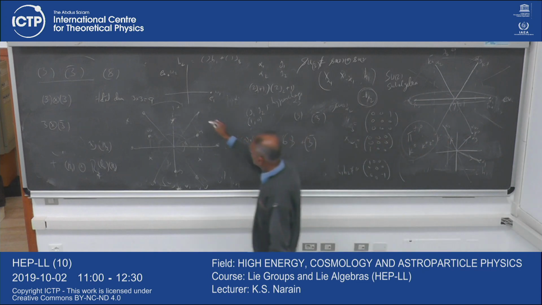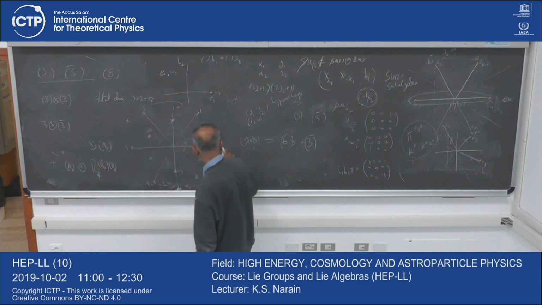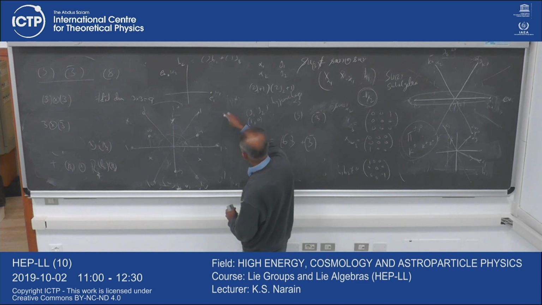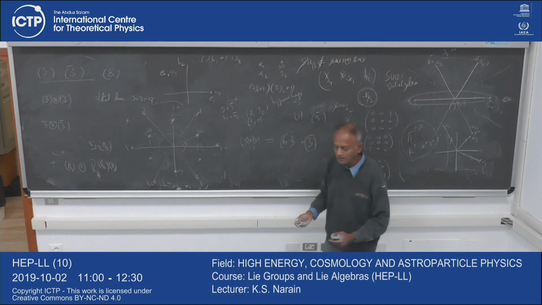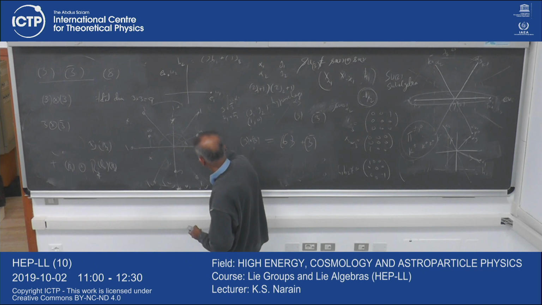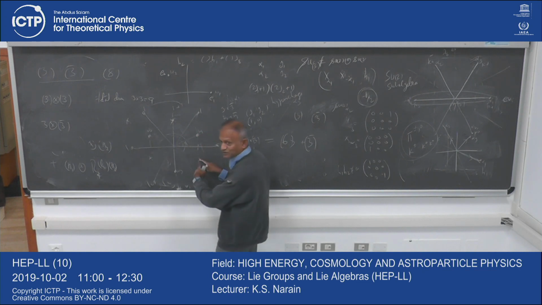Okay. So these are all coming with multiplicity 1, 1, 1. Because the only way to get here is to take a 3 with 3 bar, right? So the weight W1 plus W1 bar. That's only one way of doing it. But then what about here? I can take this with that, which gives you 0 weight, this with that gives you 0 weight, and this with that gives you 0 weight.